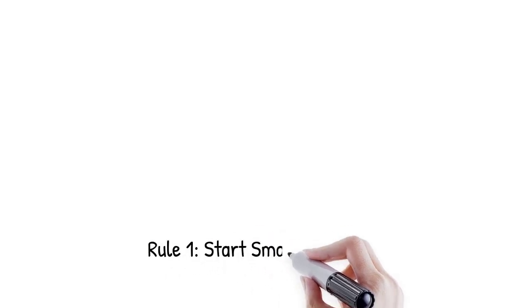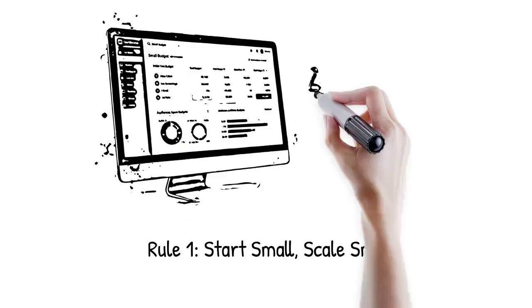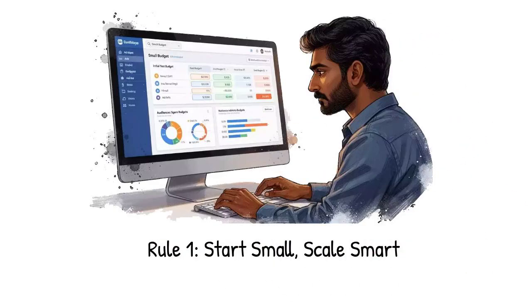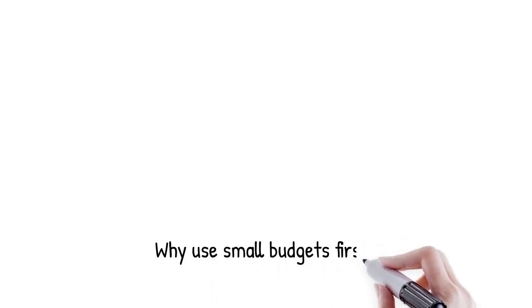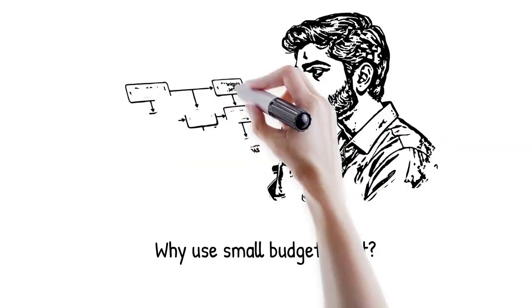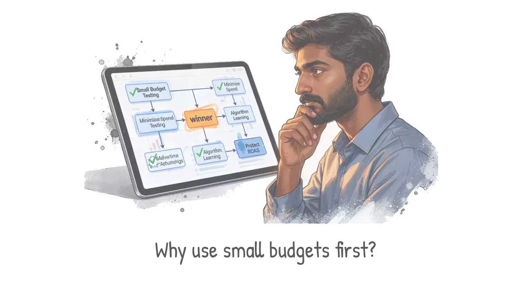The budgeting rule: start small, scale smart. Lookalike audiences are cold but qualified. You don't need huge budgets to test them. Start with 500 rupees, 1,000 rupees per ad set or equivalent in your currency. Why small budgets first? You identify winners without burning money. You let the algorithm learn. You avoid premature scaling. You protect your ROAS. Once a lookalike proves itself, then you scale.